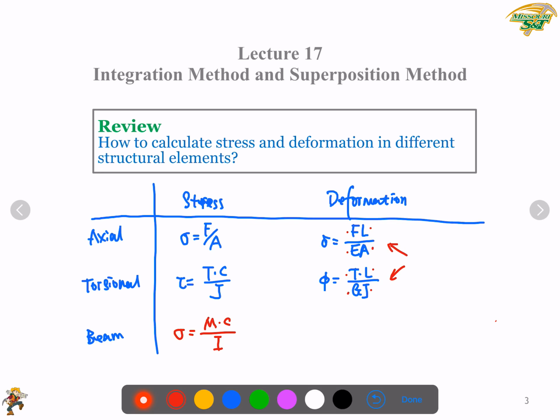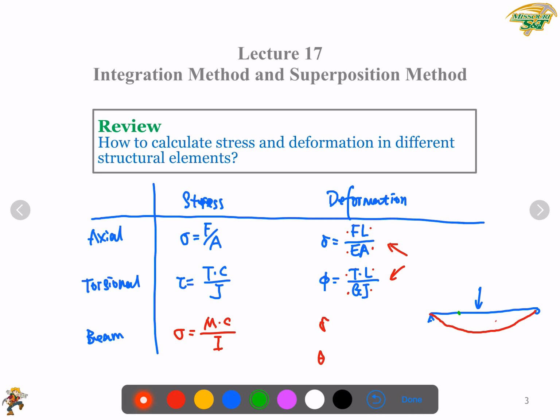But when we talk about deformation of a beam, it has at least two components. One is called deflection, and we use delta to denote it, and another is called angle of rotation. It's a slope, or theta. Let's just simply look at a simply supported beam. When we add the load here, it will be bent in this way. If you look at a random point, let's say at this point.